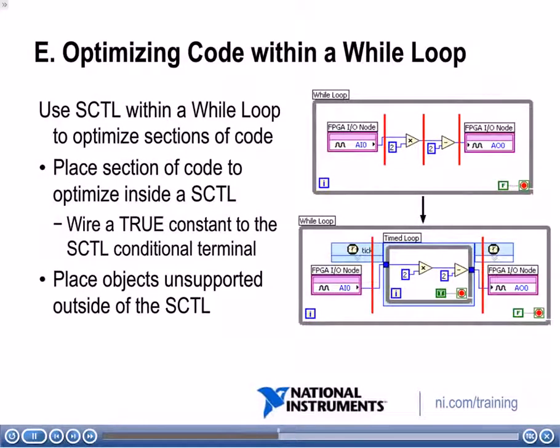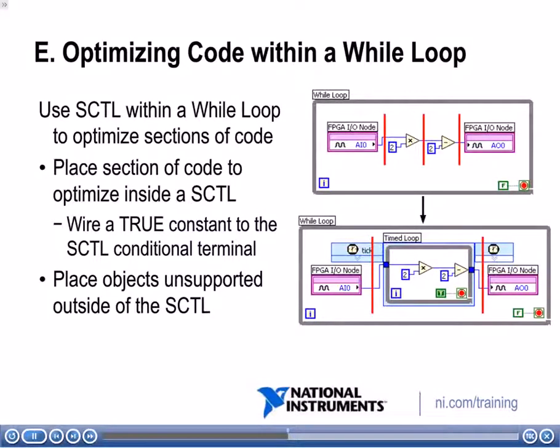So on this slide, we see how we can also use the single cycle time loop to optimize sections of code. So for example, let's take a look at this while loop here. On the while loop on the top, we have an analog input node, and then some functions in there. We have a multiplication, we have subtraction, and then after we've done some processing on it, we send it out to an analog output node.